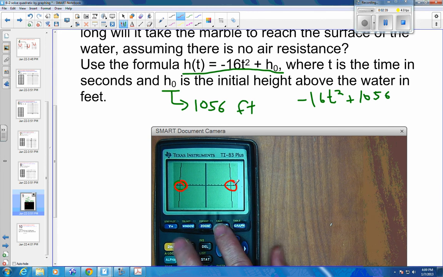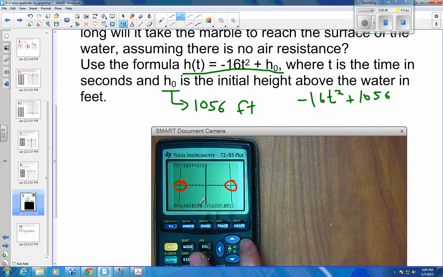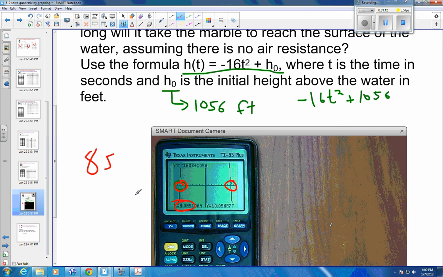So I'm going to press my trace key. And then I'm going to see my x value is at 0, so I need to come this direction. And I hopefully will see my little asterisk thing coming into view here soon. Here it comes. And we're really close right there. And you see we're really close to 8. So at 8 seconds, that's how long it would take that marble to drop, 8 seconds from the top of the Royal Gorge Bridge.